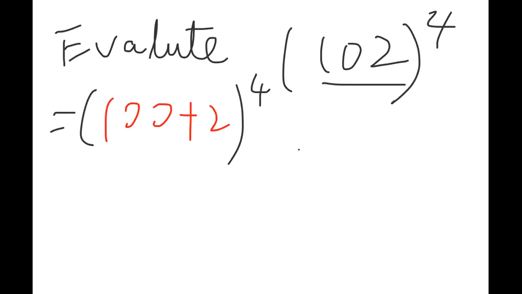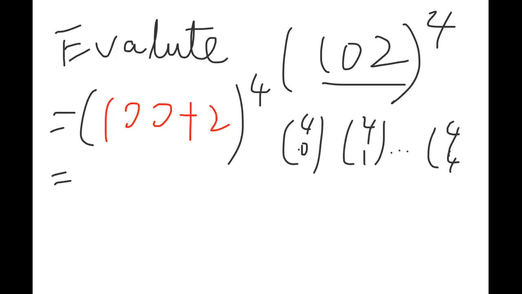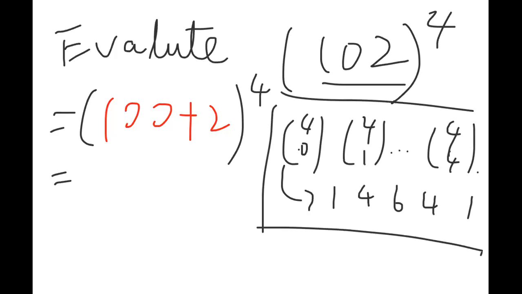Right. So using the binomial theorem, you know that you can expand it into 5 terms, right? And the coefficients correspond to the binomials C(4,0), C(4,1), all the way to C(4,4), which is 1, 4, 6, 4, 1. Right, so that is the coefficient.